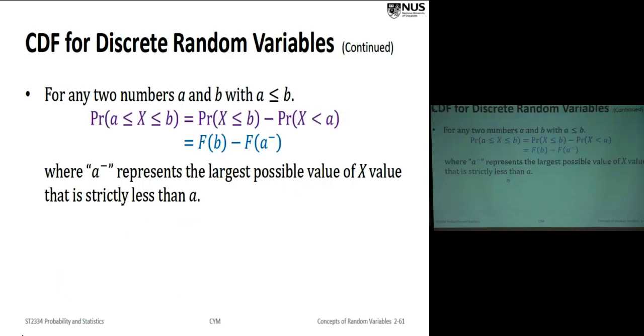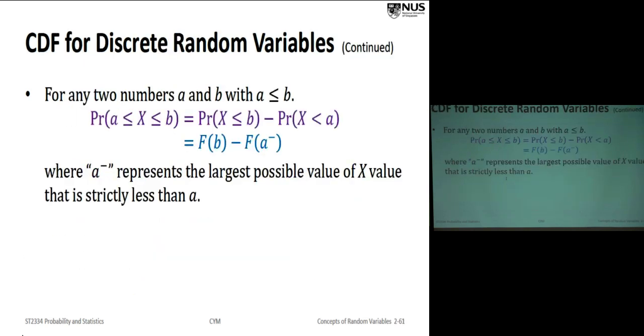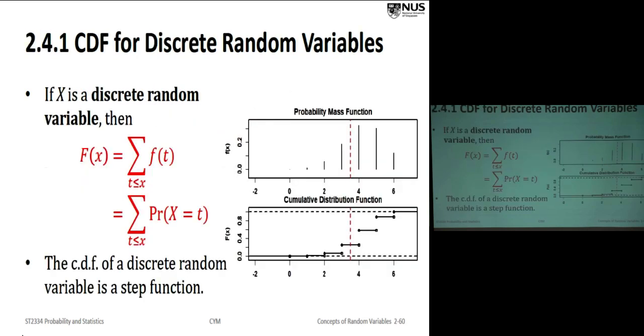Or if you're continuous, it's the integral between the lower integral limit minus infinity, which could be much smaller than the lower limit of the random variable, up to the argument little x of the probability density function. So remember that this probability mass function represents the probability that a random variable X takes a value little t for any t in the space of possible values which the random variable could take.